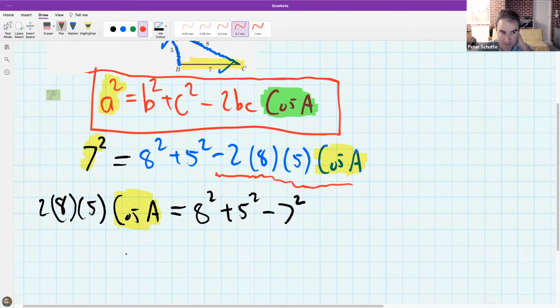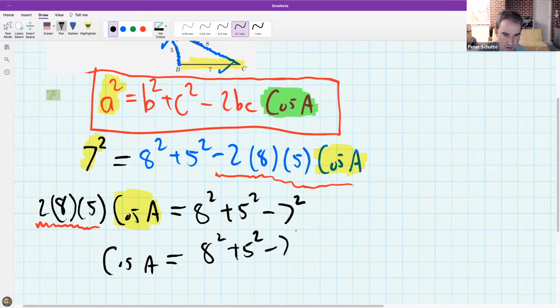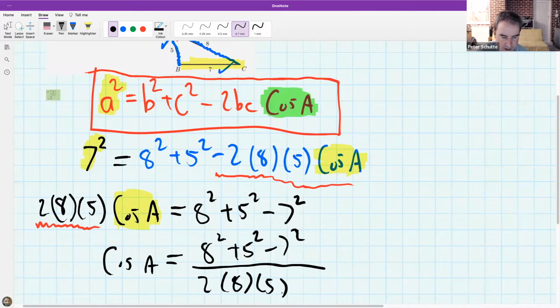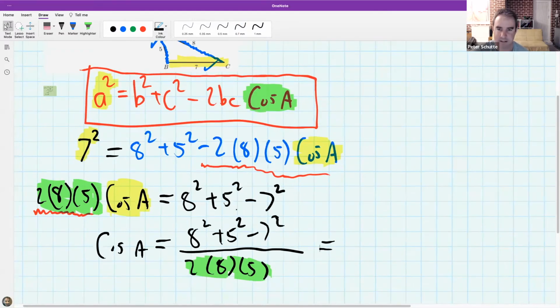Now we have another problem. We still have this irritating 2 times 8 times 5. So what I'm going to do is write the cos of A equals 8 squared plus 5 squared minus 7 squared over 2 times 8 times 5. The reason I've done that is that on this side, the 2 times 8 times 5 is a multiplication, so if I bring it to the other side, it has to be a division. Now, I want you guys to get me a number. What is 8 squared plus 5 squared minus 7 squared over 2 times 8 times 5? I want a number.